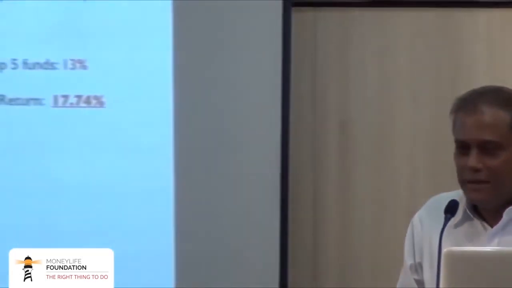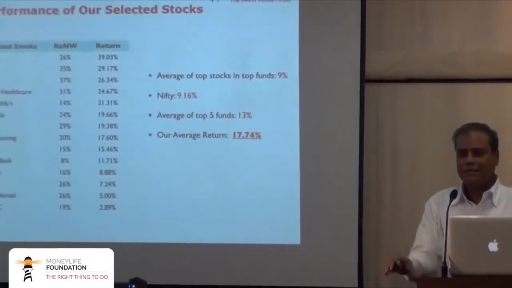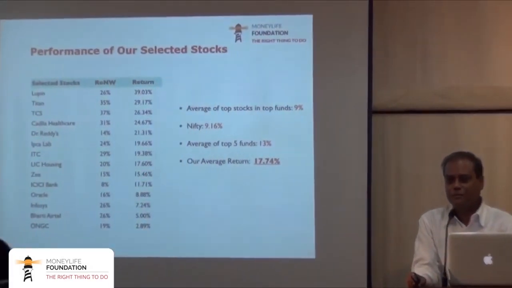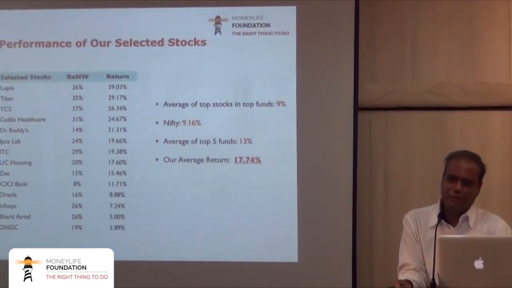My universe, my sample, is only their choice. I'm just eliminating ones that I don't like from their choice. That's all I've done. What would be the performance? It's quite dramatic. As I said, I repeat, average was 9%, Nifty was 9.6%, average of the top 5 funds was 13%, and our portfolio, minus those pink ones which I don't want to choose, is 17.74%.